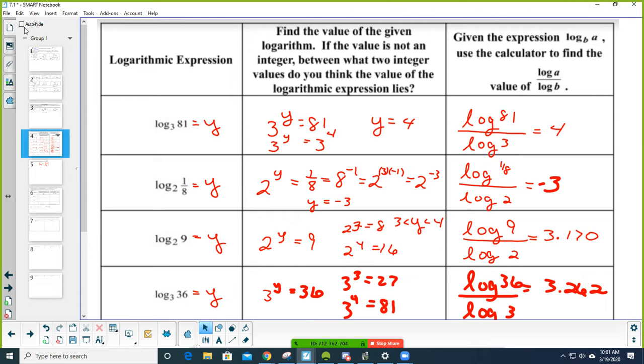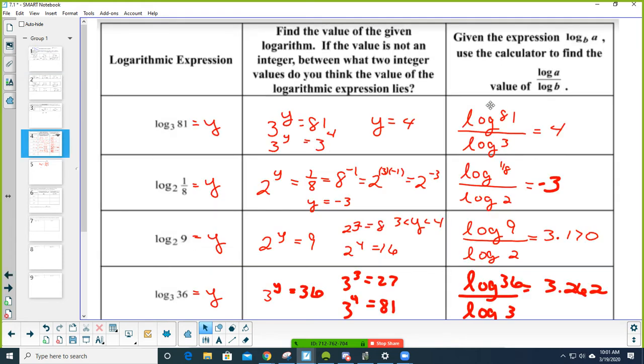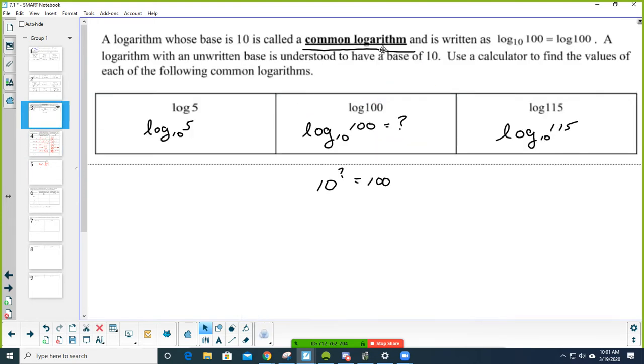This is what we did yesterday. Remember, I told you guys that you basically had two formulas. You had this formula, log base b of a equals y, and b to the y equals a, and they would just flip back and forth. And then we also talked about the change of base. We also talked about the common log. I want to talk about another log that gets used a lot.